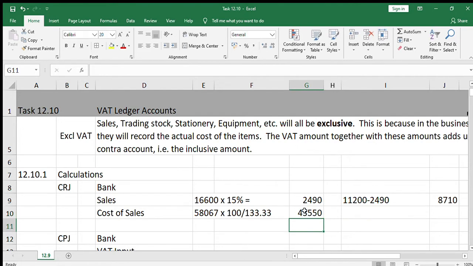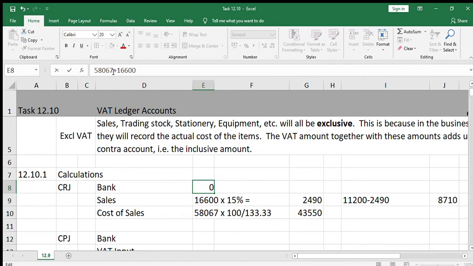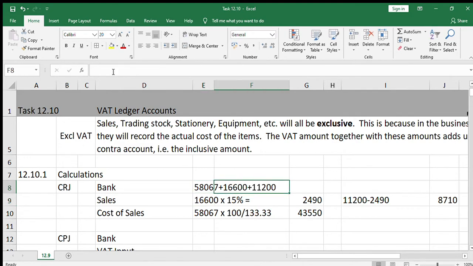Let's provide a few figures here. So we get an answer of 43,550 for cost of sales. Okay, now to calculate the bank figure. The bank figure is the amount of money that the business actually received. Remember, they received their sales amount, they received their fee income amount, and they received the VAT amount. So they're going to receive 58,067, the sales amount. They will also receive the fee income amount of 16,600, and the VAT amount of 11,200. So that's our calculation there.